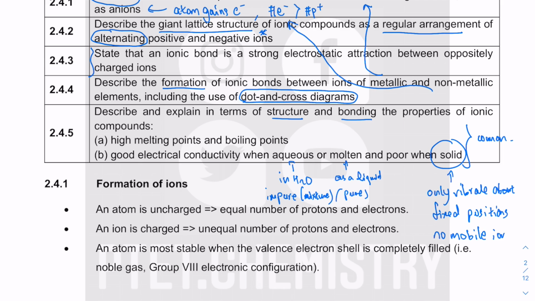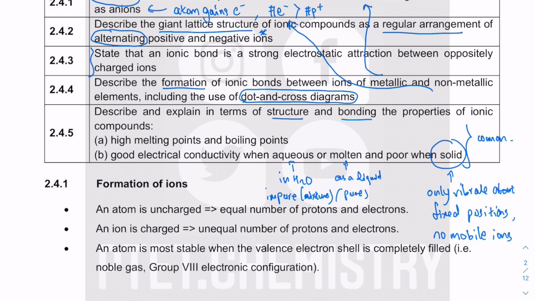Mobile in this case refers to can freely move around. But in the solid state, as you know, states of matter are very important. Your solid particles, in this case, are the ionic compound. So your particles refer to the solid particles, in this case the cations and the anions. They only vibrate about their fixed position, cannot move around. If they cannot move around, they do not conduct. They can conduct here because they can move around easily.